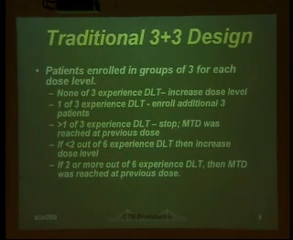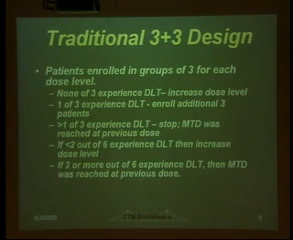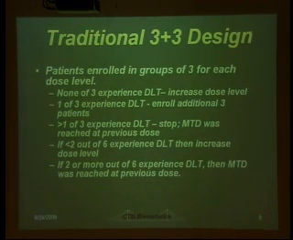So how do we design a study to identify the maximum tolerated dose? One of the classical ways of doing this, especially in the cancer setting, is this 3+3 design. Here patients are enrolled in groups of 3 for each dose level. If none of the 3 patients experience a dose-limiting toxicity, then you would increase the dose level. If one of the 3 experiences a dose-limiting toxicity, then you would enroll an additional 3 patients.